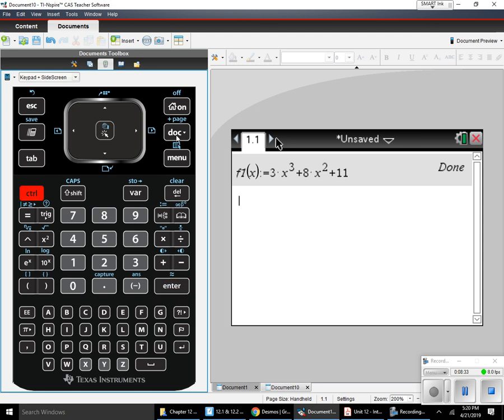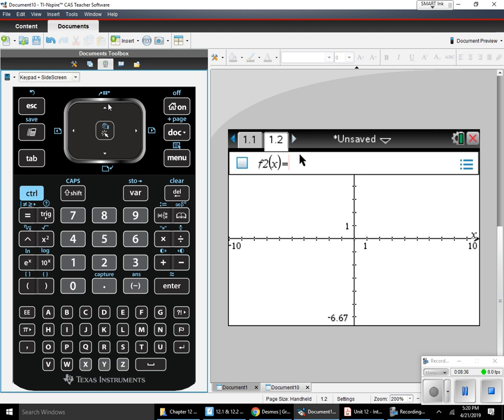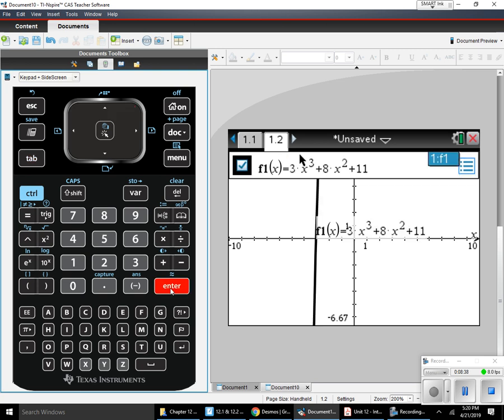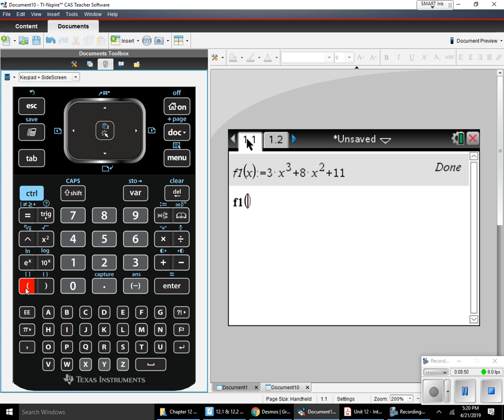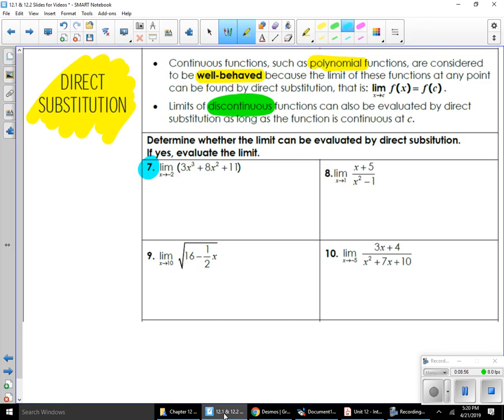If you wanted to look at a graph, you certainly could look at a graph. If you wanted to look at a table, you certainly could look at a table. But the purpose of this section is to stop looking at tables and looking at graphs, and instead just substituting the value in. Can I just take that -2 and substitute it in? Let's find out. Sure can. So because we're talking about a cubic function here, yes, we can evaluate this using direct substitution, and the limit is 19. Yep, that's it.